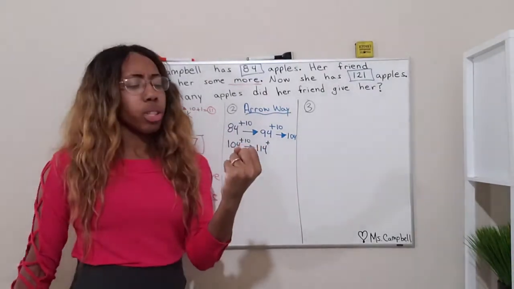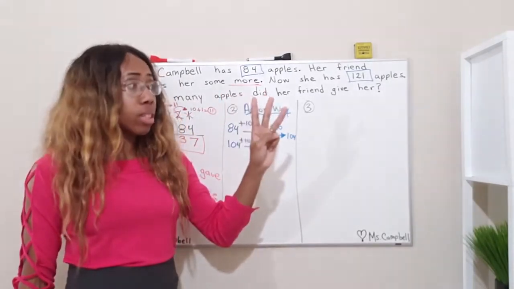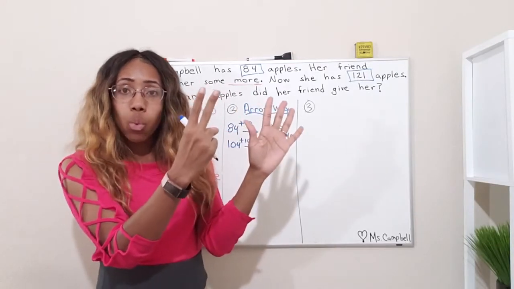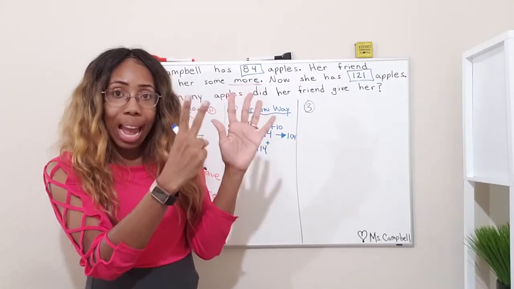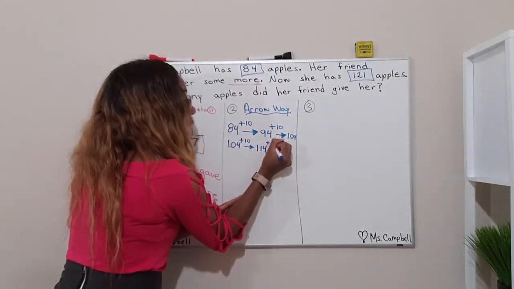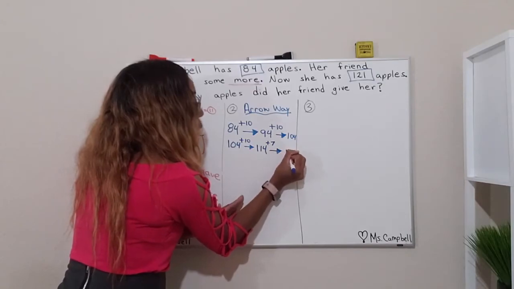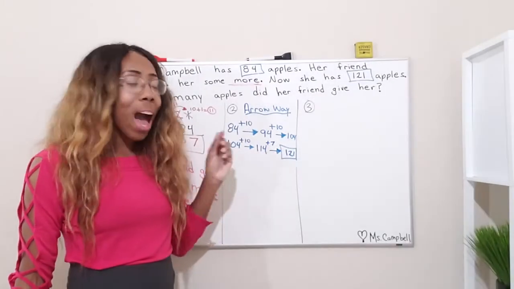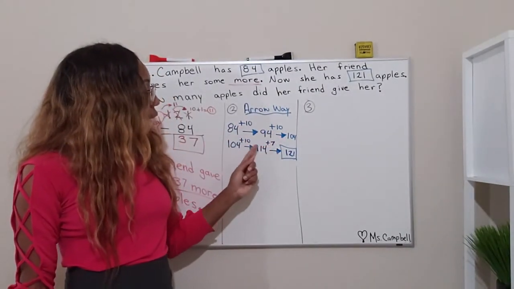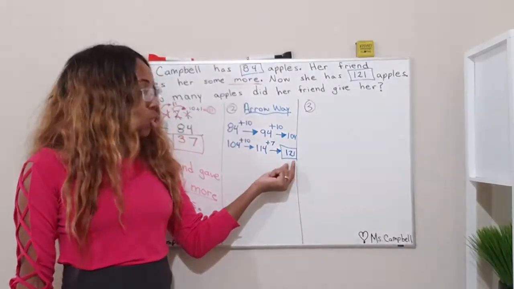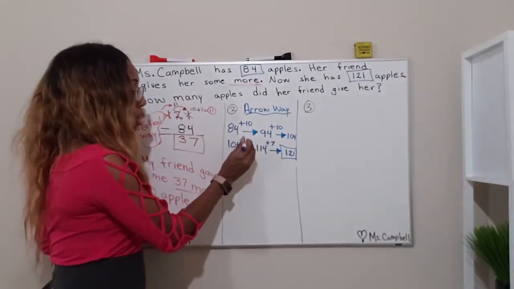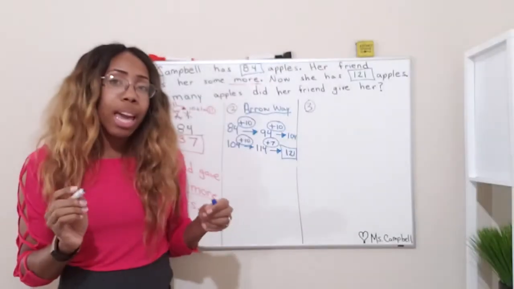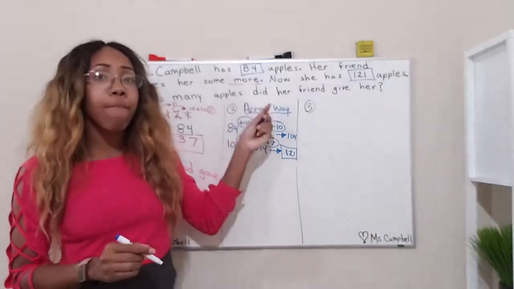I'm going to have to say 114, 115, 116, 117, 118, 119, 120, 121. Did I get to 121? Yes. How many fingers did I add? 7. So that means if I add 7 more, I will get to our final answer, 121. Now I can add up all the numbers that I added to reach 121. Once I add 10 plus 10 plus 10 plus 7, I will be able to know how much more my friend gave me.